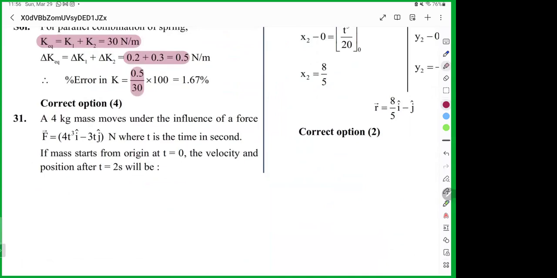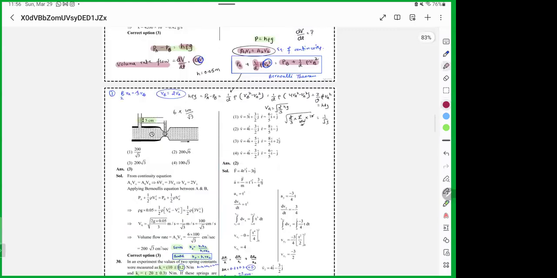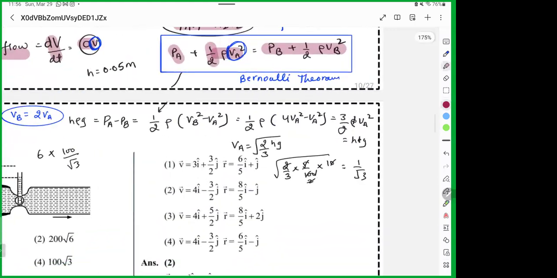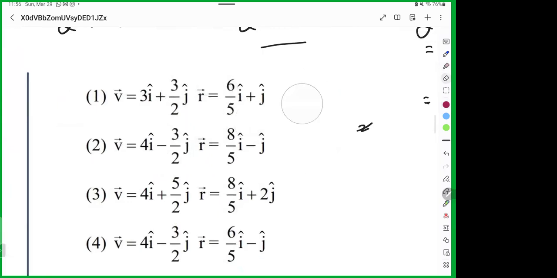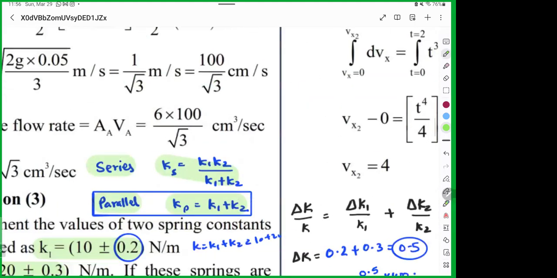But long calculation. See, these are the options. Take a screenshot of these options. These are the four options you have: velocity value and position value. Every time you are calculating velocity and position, take this screenshot. Once you take the screenshot, done. Everybody see this question.